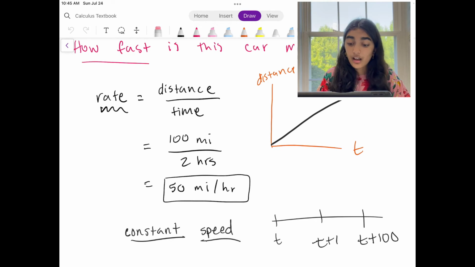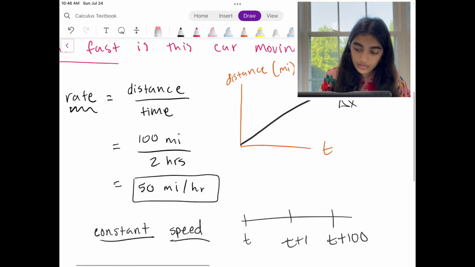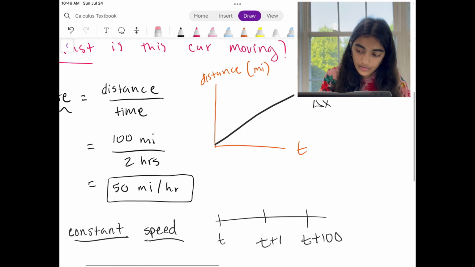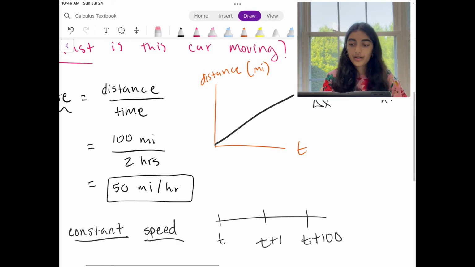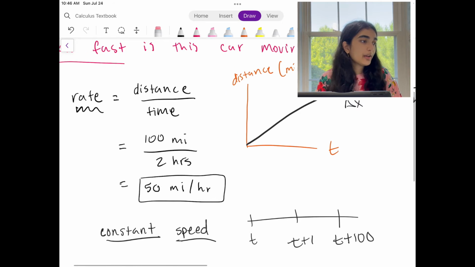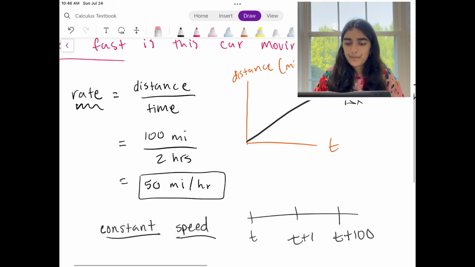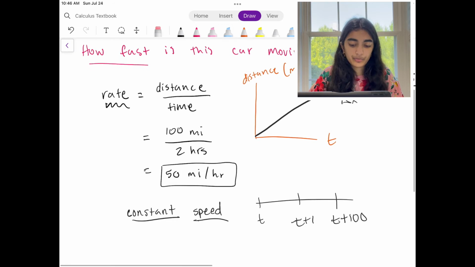And so what does this line tell us? The slope is the speed, right? The slope is change in y over change in x. This is speed, and the slope is 50 miles per hour. That is the slope. And you already know this, I'm assuming, because we're dealing with constant rates.